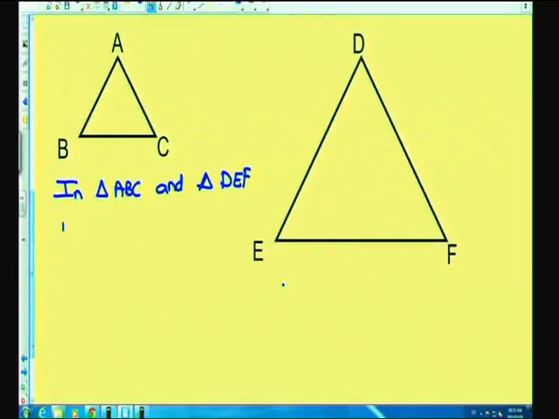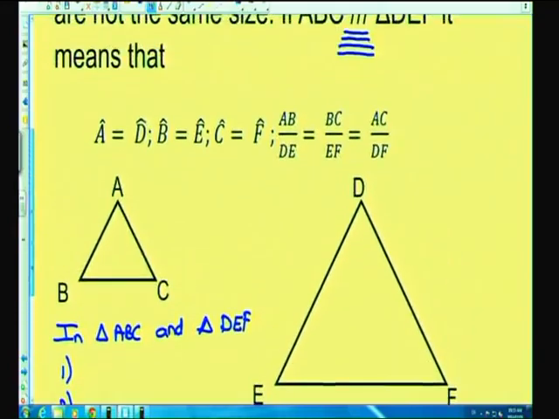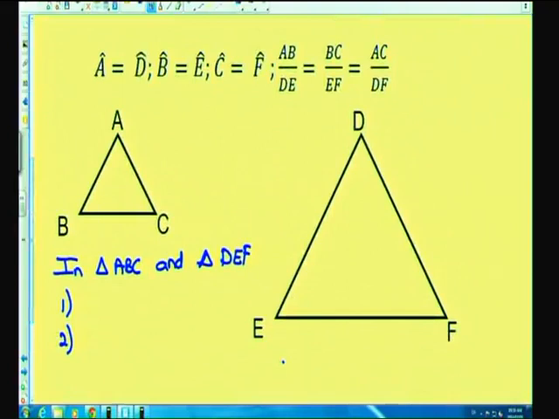So over here, I would outline at least two angles that are equal. They've told me that A equals D, so I can go A equals D.